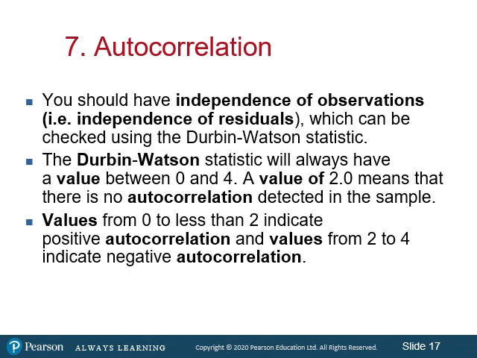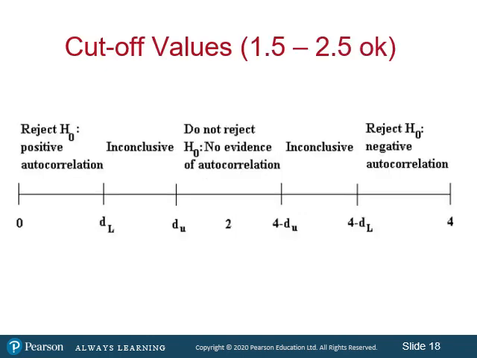Assumption number 7 is autocorrelation. You should also have independence of observations, independence of residuals. This is normally checked with the value called Durbin-Watson. The Durbin-Watson value ranges from 0 to 4. A value of 2 is the best. In the last lecture you also looked at how to decide on the cutoff value for Durbin-Watson. As long as your Durbin-Watson value is between 1.5 and 2.5, you can safely conclude that you don't have a problem called autocorrelation.